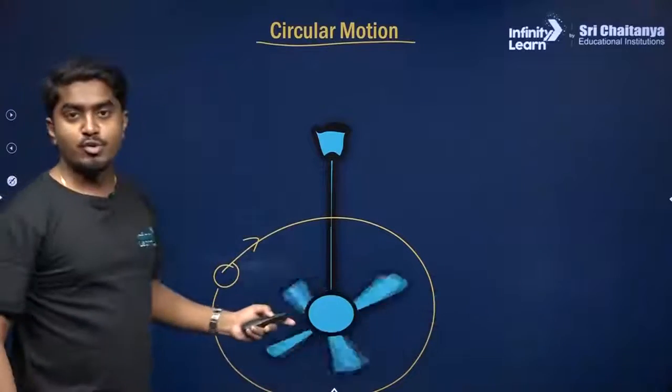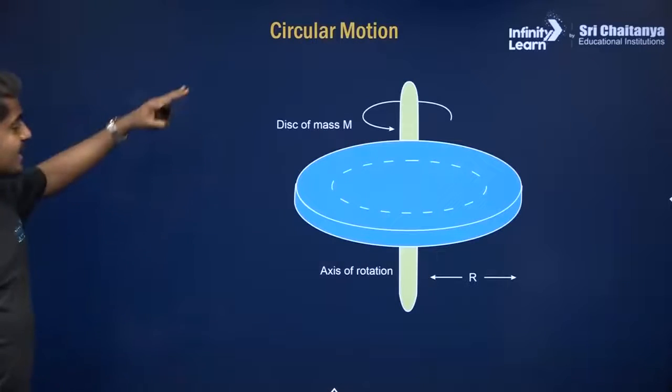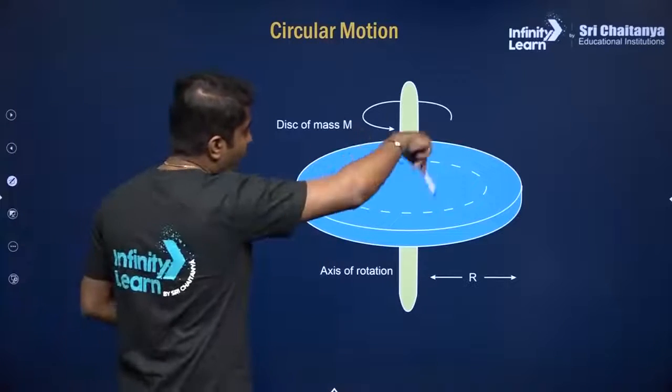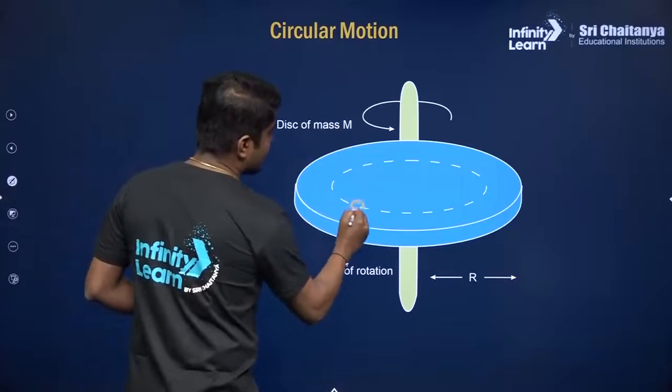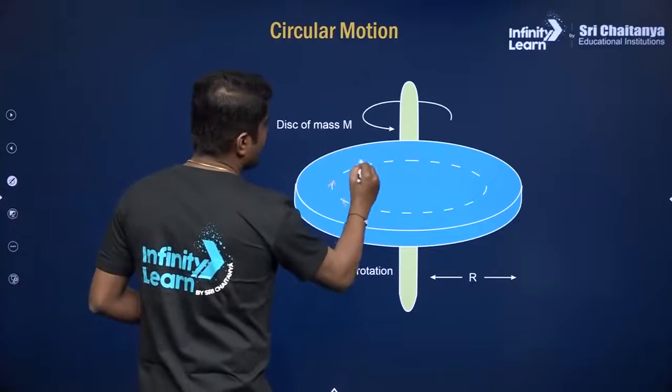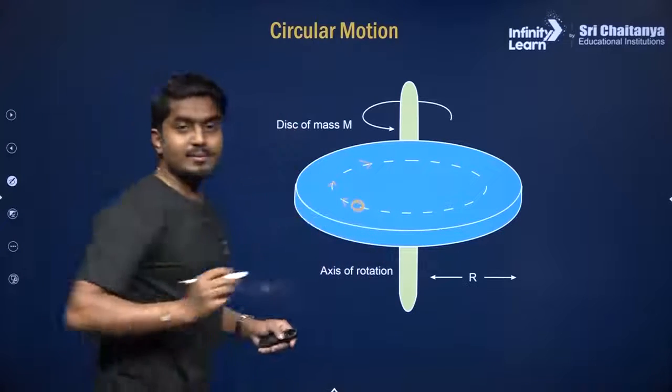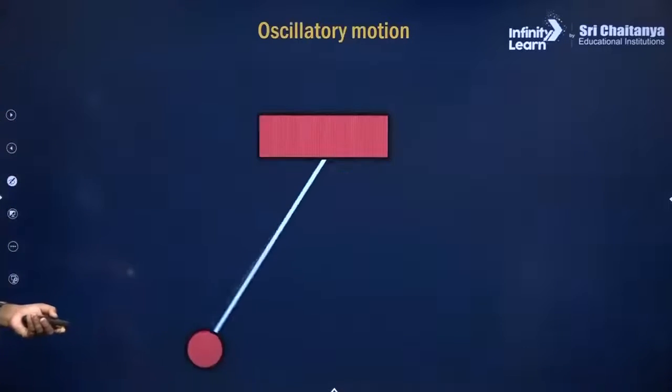There is a circular motion. Okay, the next one, yes, there is a circular motion. You see, this object is moving along the circle. Let's suppose there is some object here. So this object will follow this circular path, that is called circular motion.